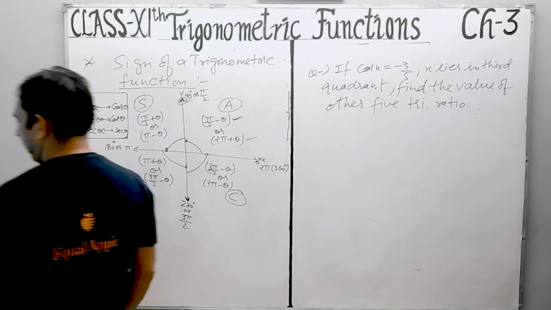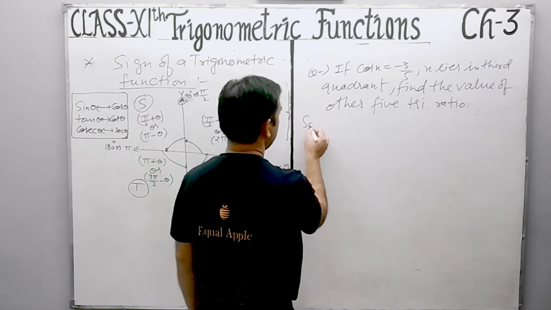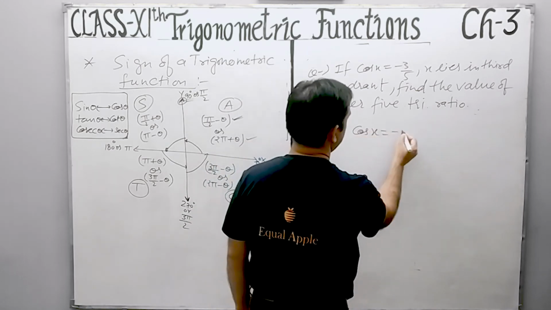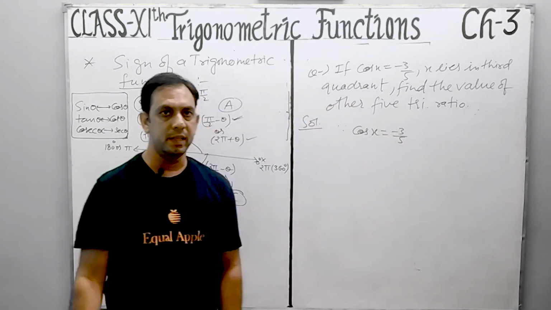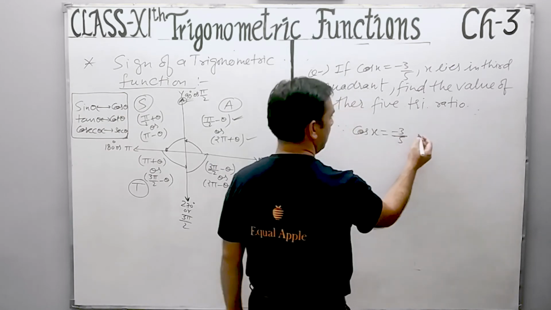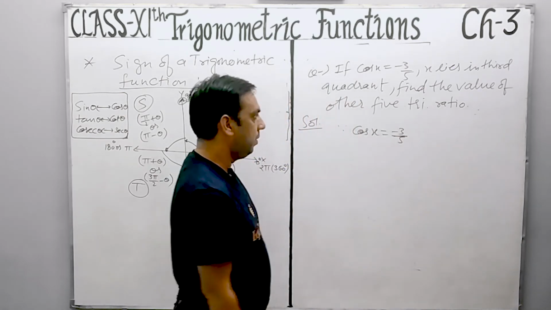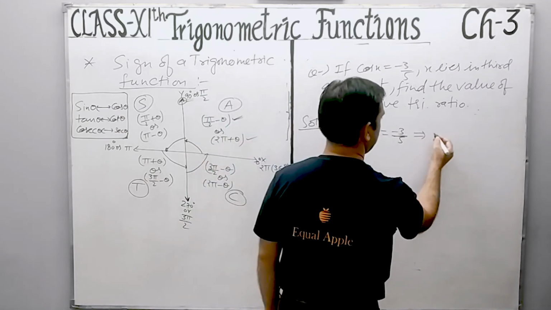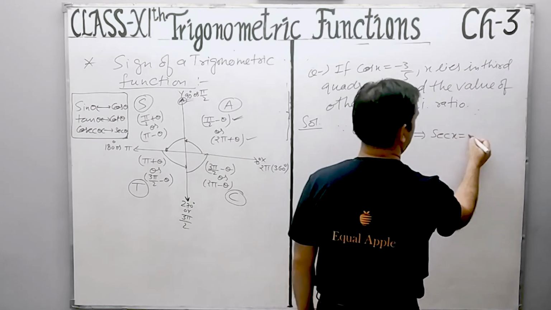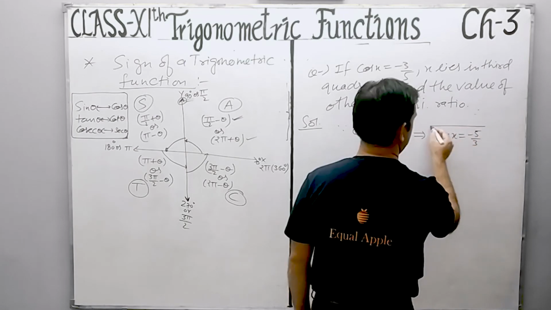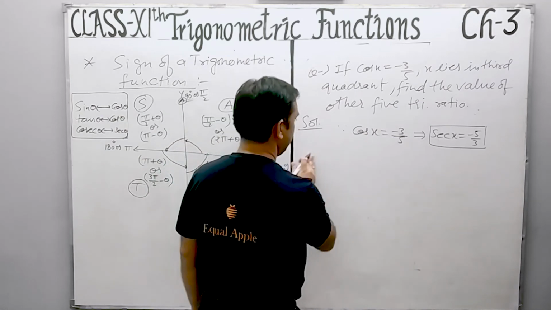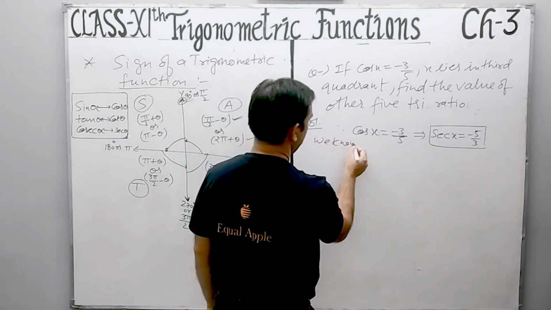So here you can see, since we have cos x equals minus 3 upon 5, we need to find the other trigonometric ratios. According to the trigonometric ratios, the reciprocal of cos x is sec x. So by this you can write the value of sec x as minus 5 upon 3, right? So this is our first trigonometric ratio.